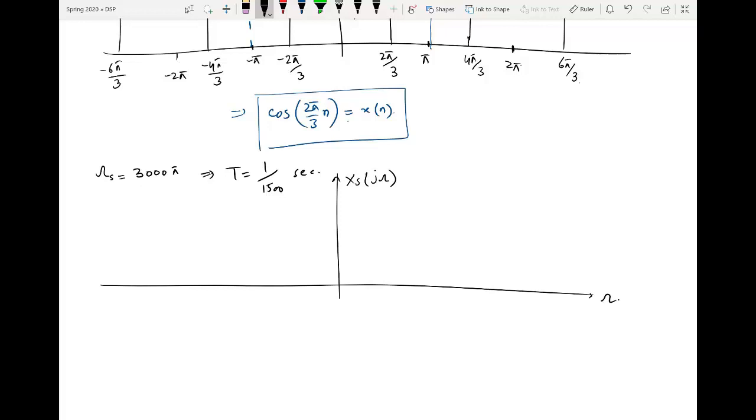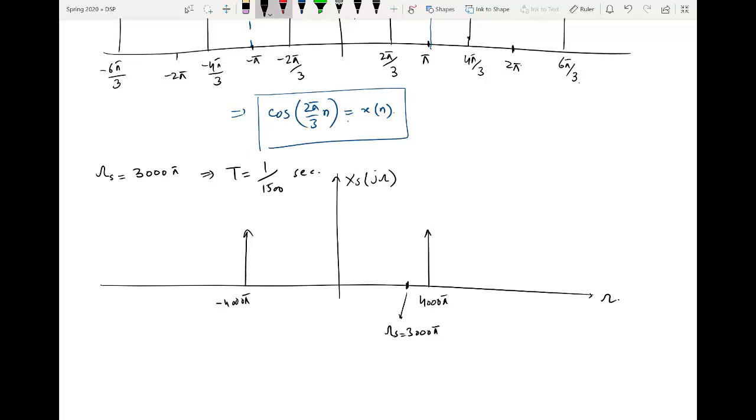Now what will happen? Let us draw again the spectrum of X_s(j omega). At this point, first of all, again we will have the copies, and the original copy is here at 4000 pi and minus 4000 pi. Now what is the value of omega s? It is 3000 pi. So this is the point which is omega s equal to 3000 pi. Now the copies will be shifted at integral multiples of this 3000 pi.